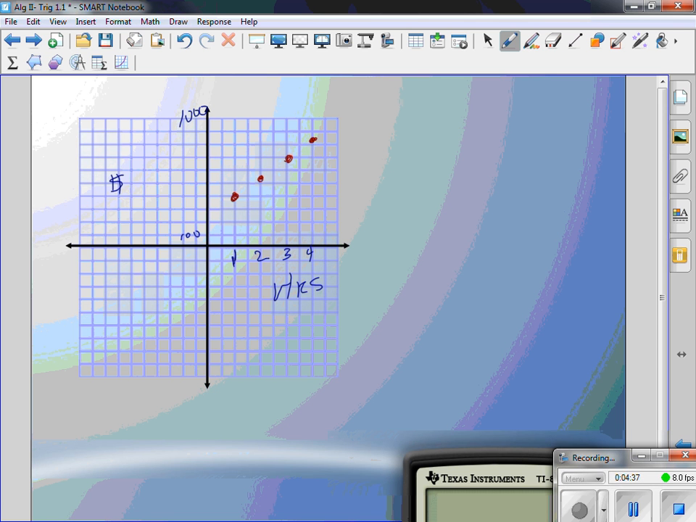If you made your graph neat enough, you should notice something. It makes a straight line. You should be able to draw a straight line through these points. Do you know what this is called? Slope? This is a linear equation because it makes a line.